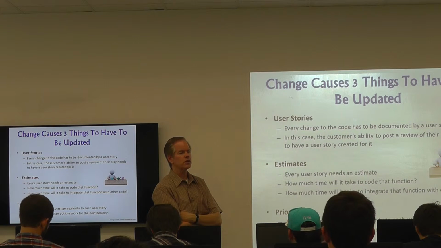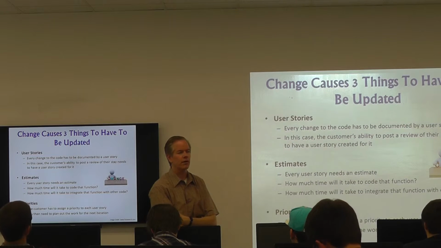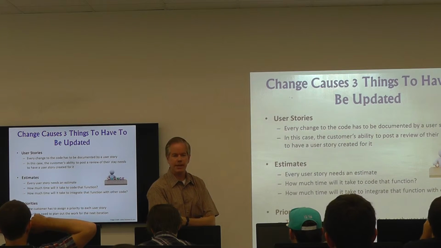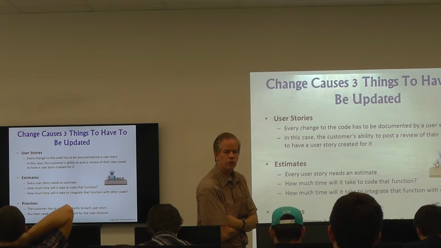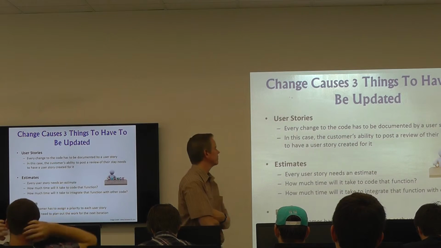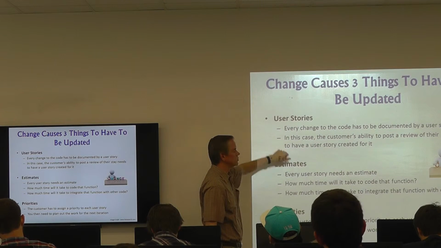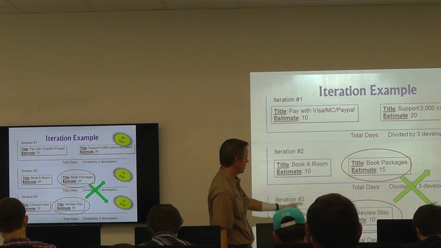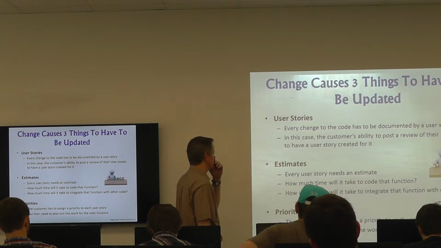Because every time you have code that's in your code, which is sort of a long way to say it, lines of code that make up part of your code, you have to maintain it, you have to support it, you have to test it. And if it's not part of a user story, it sure seems like you're wasting your time with it. Okay? In this case, customers' ability to post a review of their stay needs to have a user story created for it. Right? So review stay goes up here, you need a user story that explains exactly what that means.